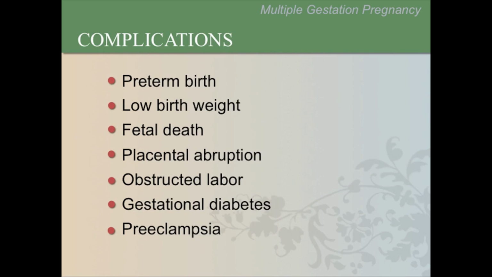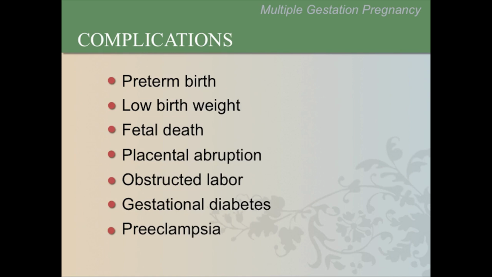Fetal death. This is generally uncommon, but more common with multiple gestation than when there is only one fetus. Placental abruption. This is a condition in which the placenta prematurely separates from the uterus and causes bleeding. It can occur in the second or third trimester or after the delivery of the first baby.